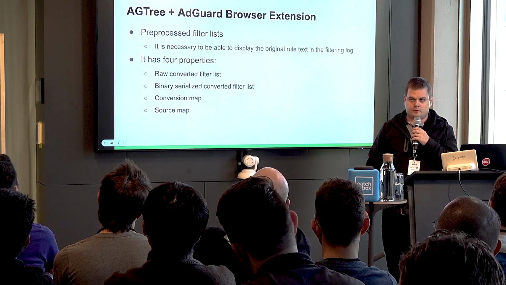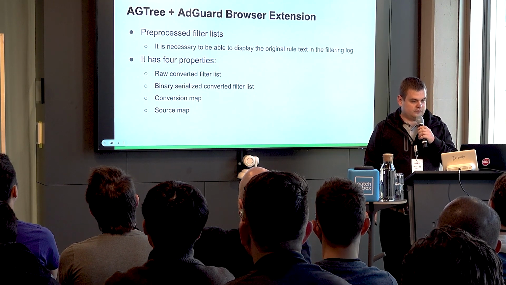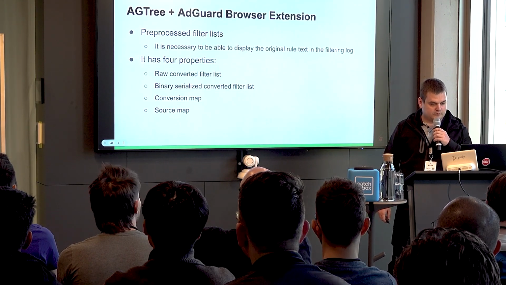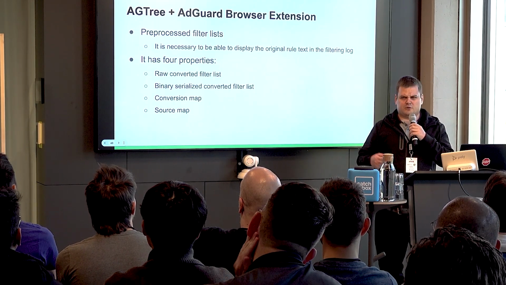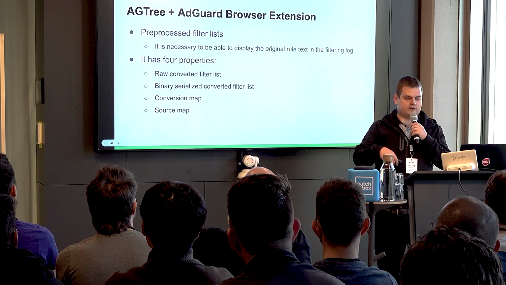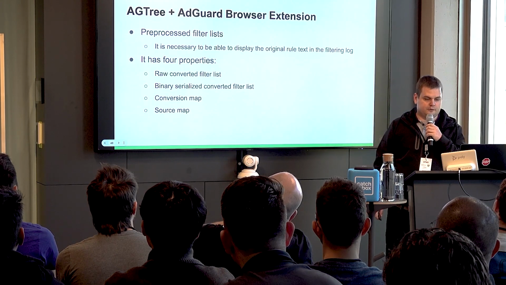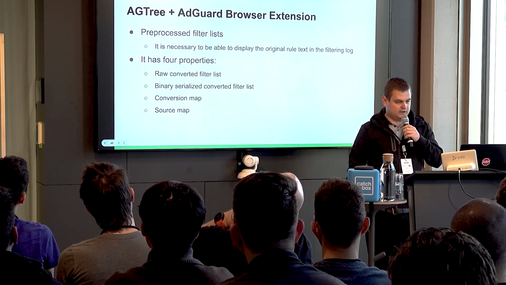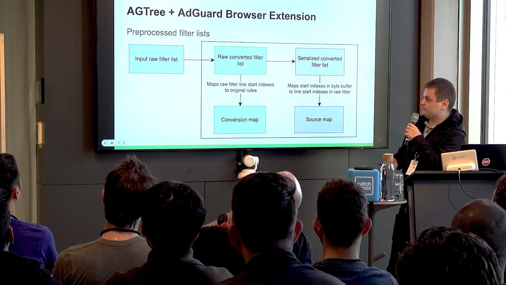The preprocessed filter list is a compact structure that enables efficient storage and flexible usage of filters. Since the filtering log is one of the AdBlocker's most essential features, we need to be able to display the original rule text in the filtering log. This is somewhat complex, as the engine no longer has direct access to the original rule text like before, only the information contained in the AST, which is deserialized. So let's move to the next slide and take a closer look at the preprocessed filter list.